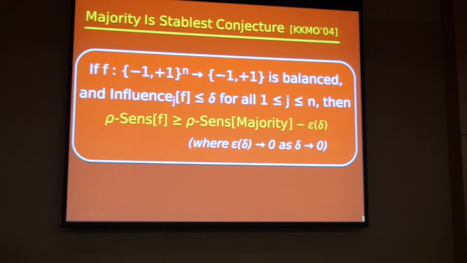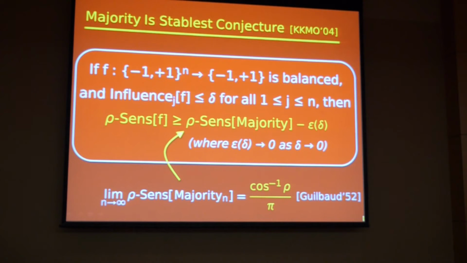The Rho sensitivity of majority is not just one function. It's actually a family of functions, one for each odd value of n. So what we really mean here is the limiting noise sensitivity of majority on n voters as n goes to infinity through the odd numbers. It's actually not obvious that this limit exists, but it does, and it's a very cute formula, cos inverse rho over pi. This was actually stated, maybe not exactly proved, by Guilbaud in 1952.